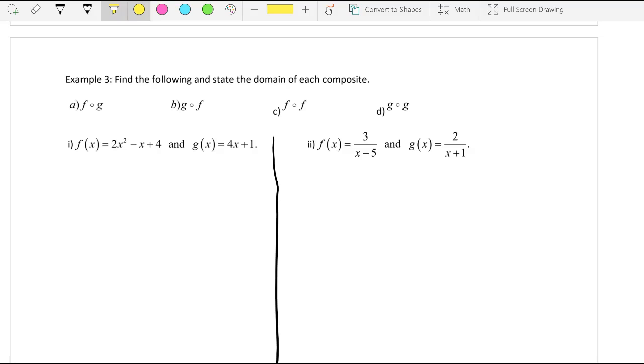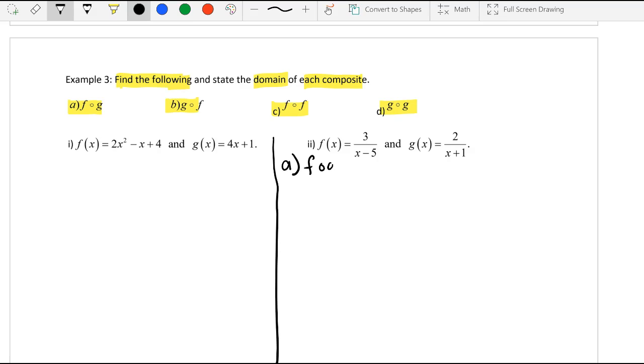Make sure when you are doing your homework, you read the directions, okay? Find the following. That means we're doing A, B, C, and D. In addition, we need to state the domain for each composite, not one domain, but all 4 composites need to have their own domain. So the first thing we're going to do is letter A.